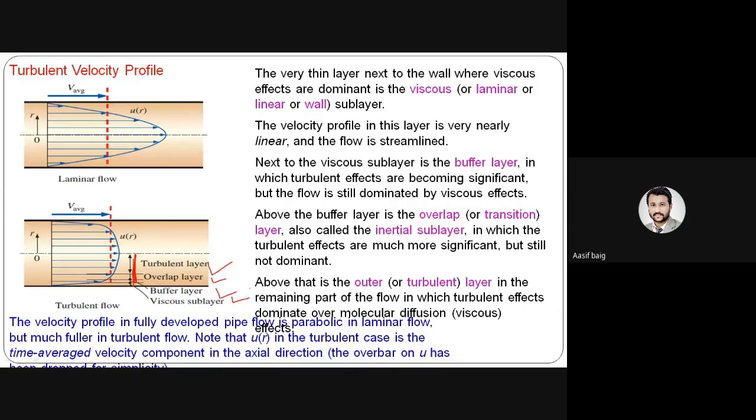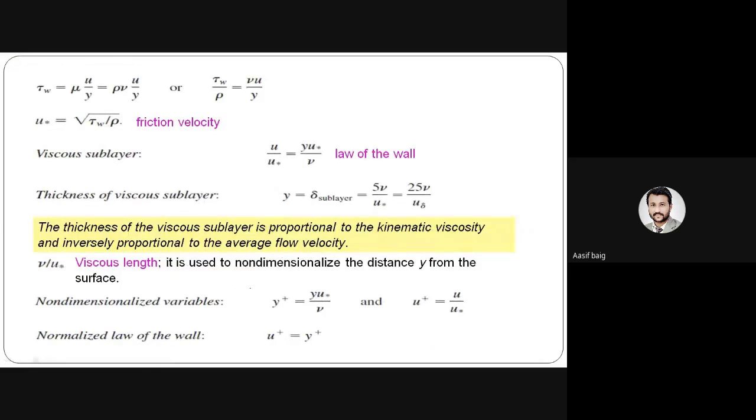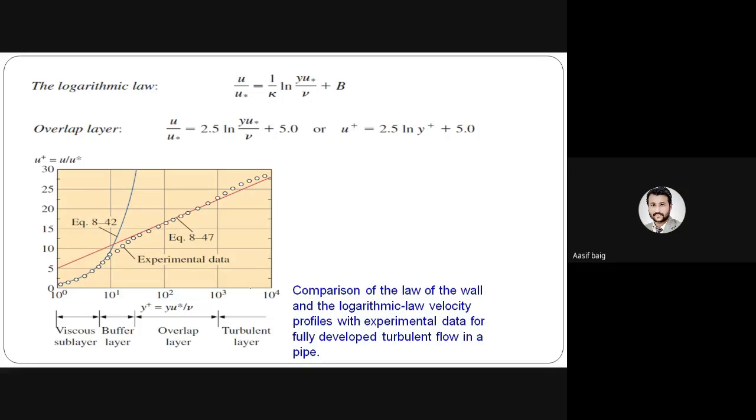Now the velocity profile in fully developed pipe flow is parabolic in laminar flow, but much fuller in turbulent flow. Note that the velocity u(r) in the turbulent case is the time average velocity component in the axial direction. So this is the equation given for the friction velocity, the law of the wall, and the viscous length. This is not much important for now.